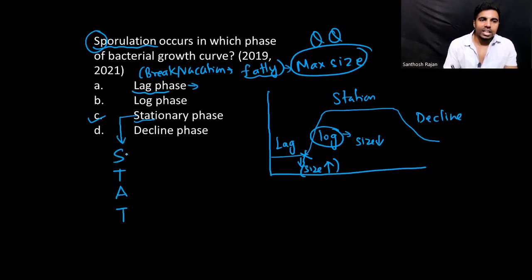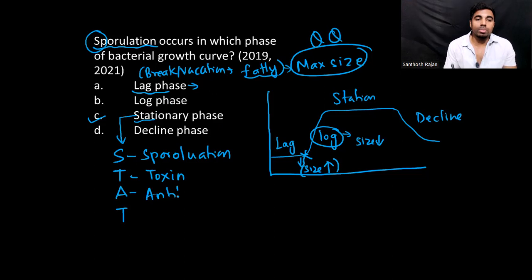S-T-A-T, stat. S for sporulation. Just now we saw sporulation. So stationary phase mein sporulation hota hai. T for toxin production. All the toxin production happens here. And A for antibiotics. You know, some of the microorganisms produce antibiotics. So antibiotics. And the second T is not really T, make it a B.